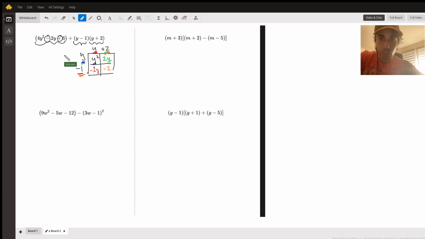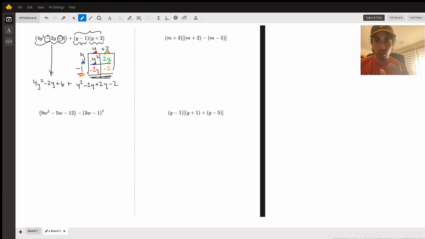So let's rewrite everything we've got down here now. So we've got 4y squared minus 2y plus 6 plus, remember that's going to be plus all this stuff, right? Which is everything that's inside here. So plus y squared minus 1y plus 2y minus 2. And just like that last one we did, the last thing we're going to want to do is combine our like terms.